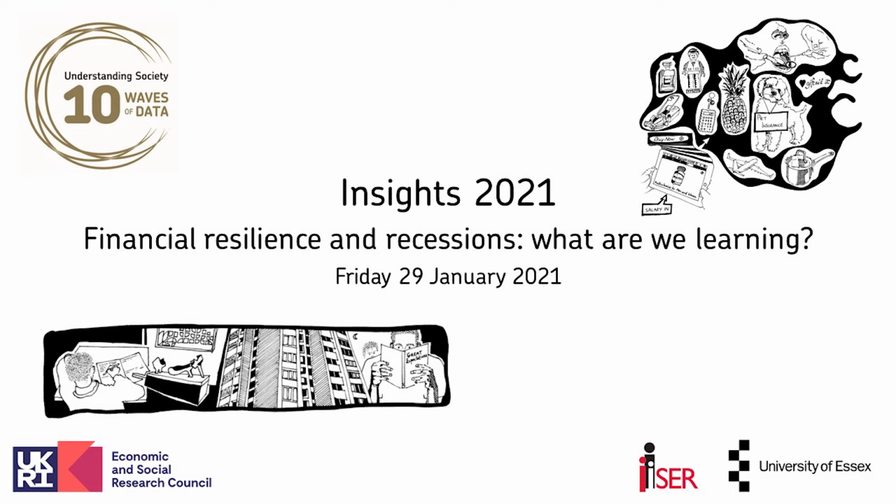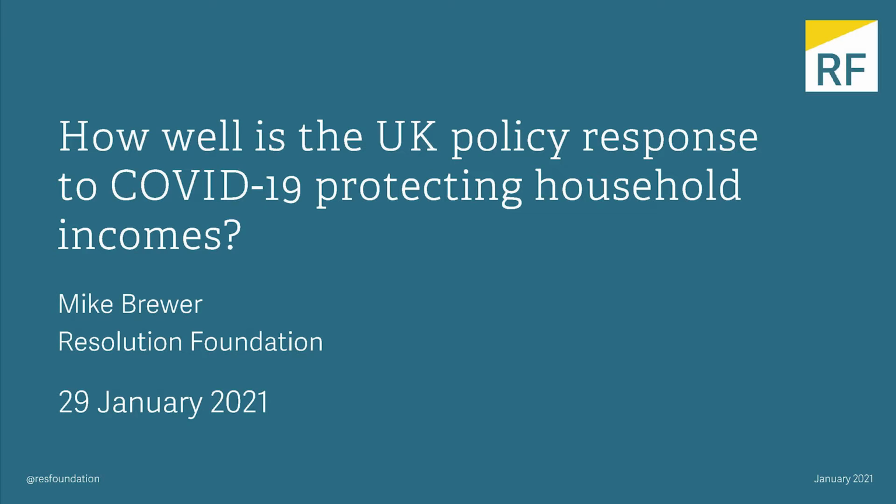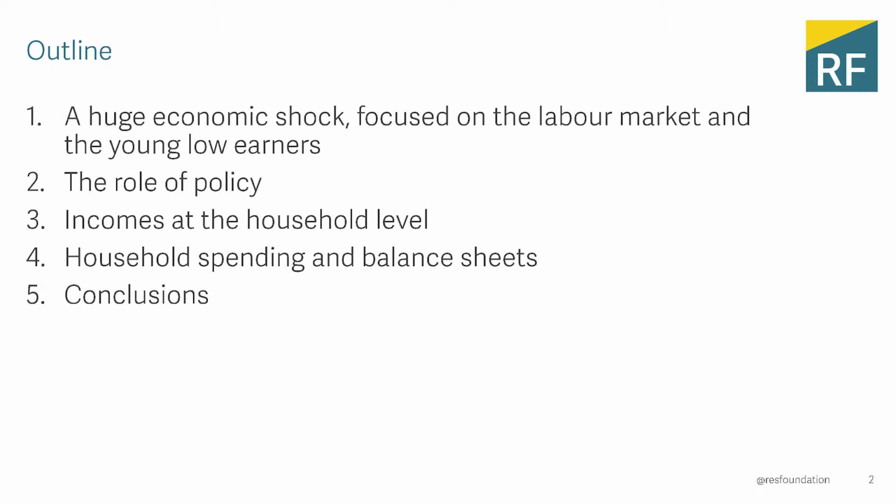So I'm going to talk about what the coronavirus crisis has done, first to the labour market and then to household incomes, and then what policies the government has introduced to try and reduce those impacts. So I'll be covering, first of all, the nature of the economic shock, a little bit on the role of policy, then we'll go from the labour market through to thinking about household incomes.